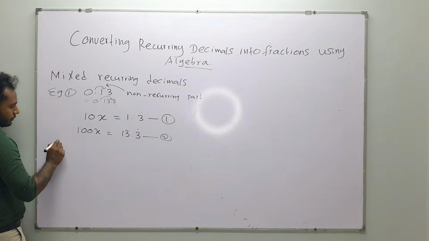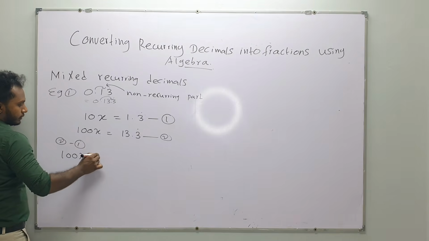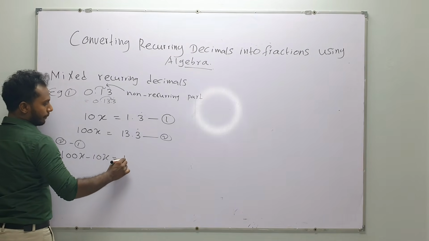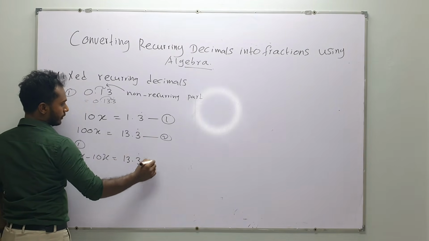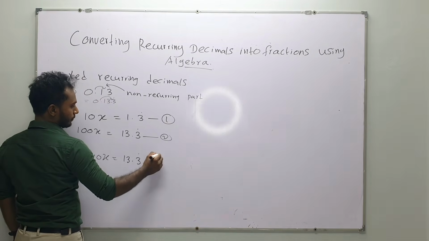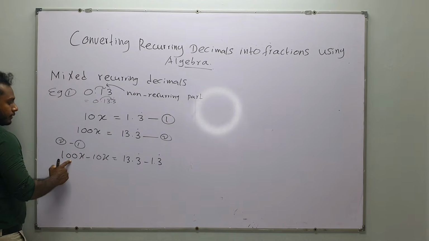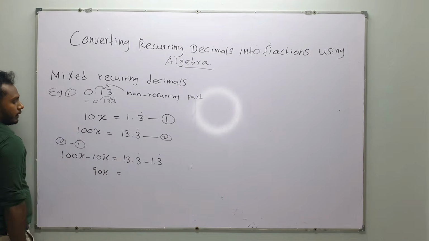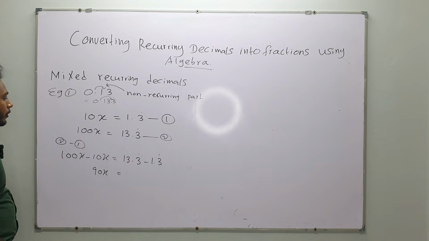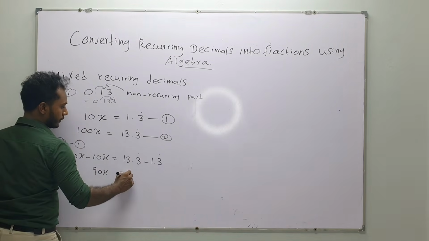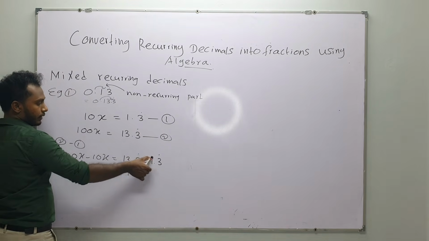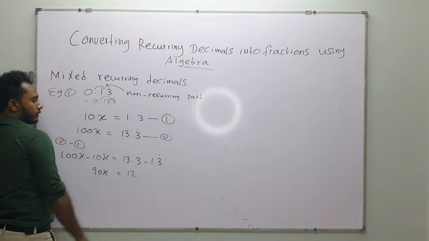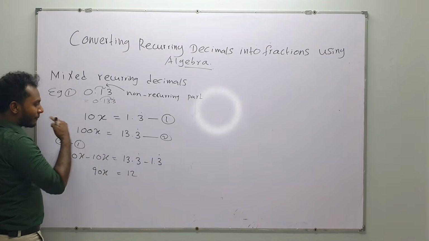Now the same structure. Now 2 minus 1. That means 100x minus 10x equals 13.3 recurring minus 1.3 recurring. 100x minus 10x will be 90x, equals 13.3 minus 1.3. What is the answer? That is 12, right? If you subtract, this recurring 3 subtracted from that recurring 3 cancels, then 13 minus 1 will be 12.